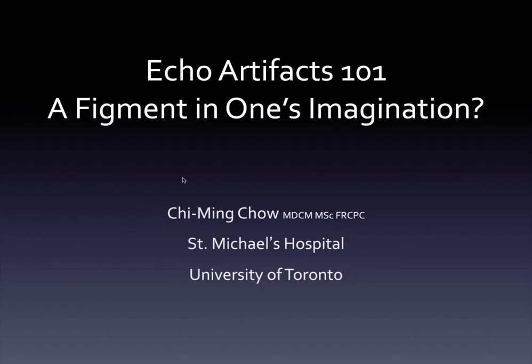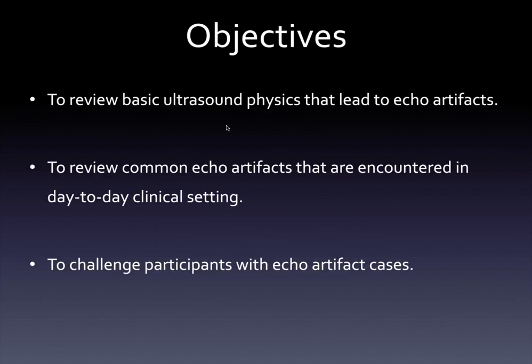It is a presentation that I've given a number of times, usually about once every year or every two years, to keep up to date with the current group of residents and fellows. This is part two of a two-part series that talks about ultrasound physics as well as the artifacts that go with it. And this is an essential part of the American Society of Echo exam if you are planning to take it. The objective of this presentation is to review basic ultrasound physics that leads to echo artifacts.